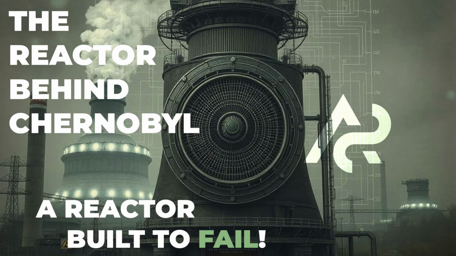So RBMK reactors were primarily designed and built in the former Soviet Union, and they have some distinct features that set them apart from other reactor types. What stands out to you when we look at just the basics of their design? Well, the most striking feature of the RBMK design is its use of graphite as a moderator. Most other reactors use water for both moderation and cooling, but RBMK reactors use graphite to slow down neutrons and water as a separate coolant.